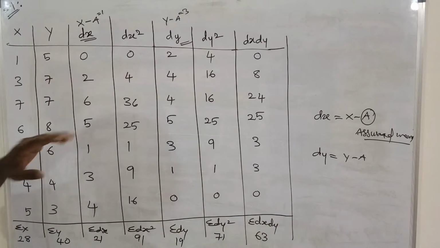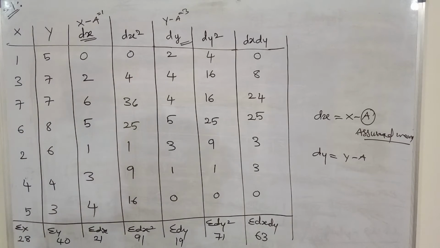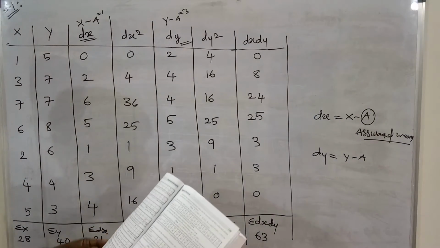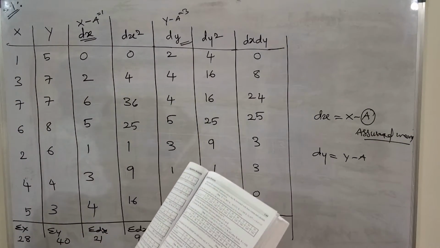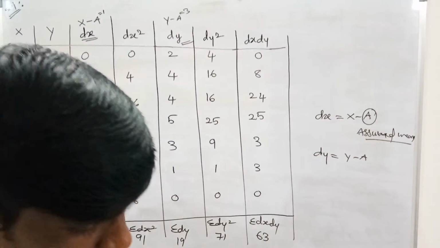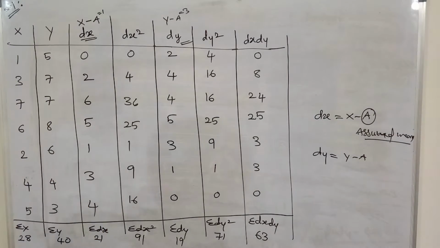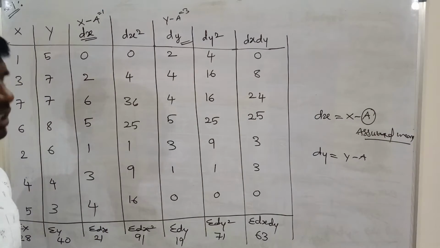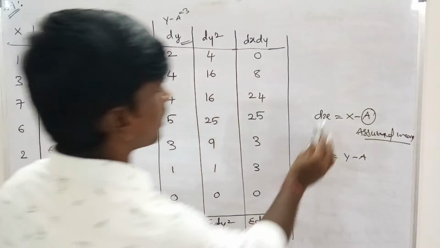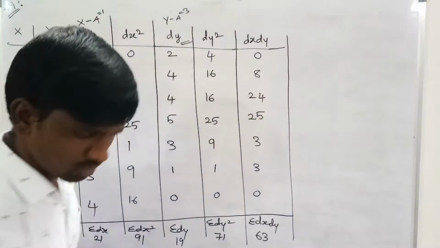So from this data, from this table, we have to calculate a regression equation of y on x. According to the question, fit a straight line regression of y on x. Let us find a regression equation on it, right? Let us write these values here so there is no confusion.